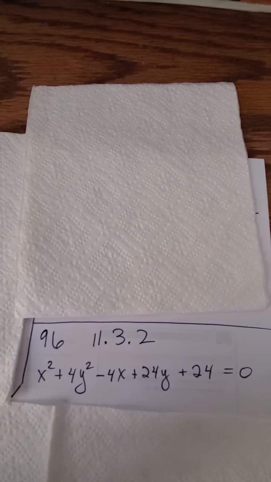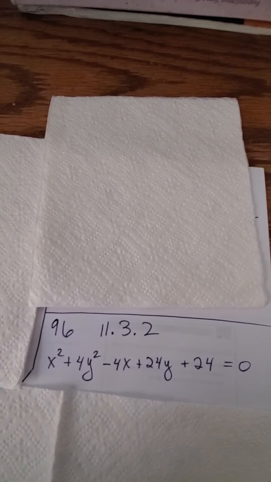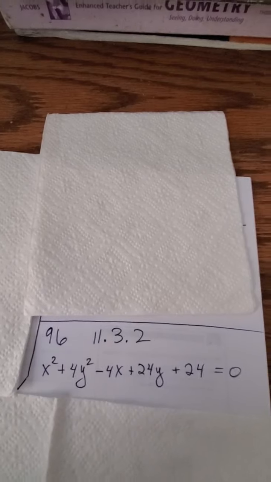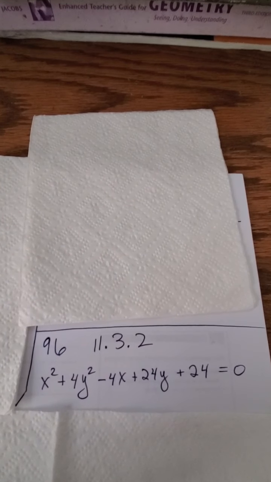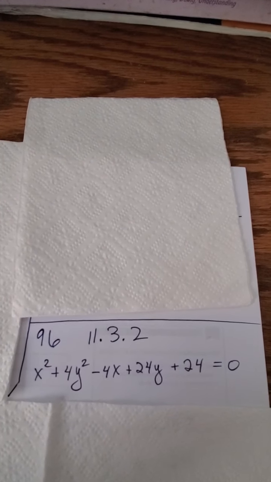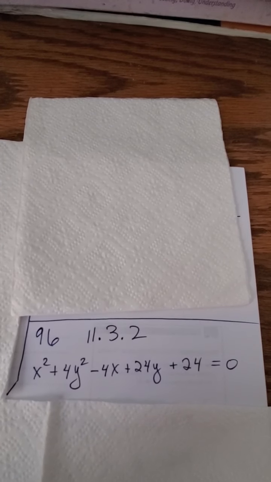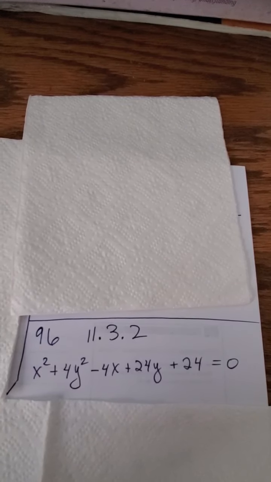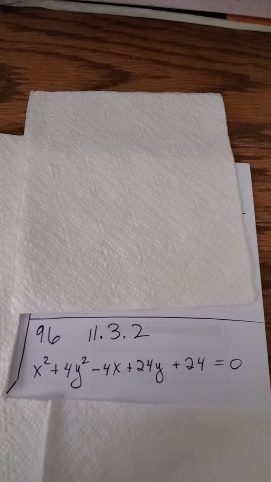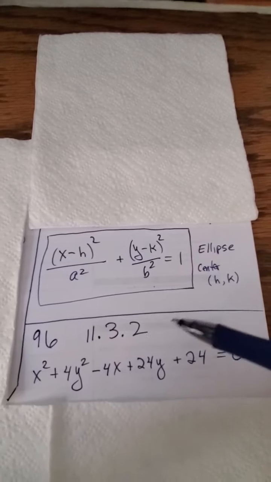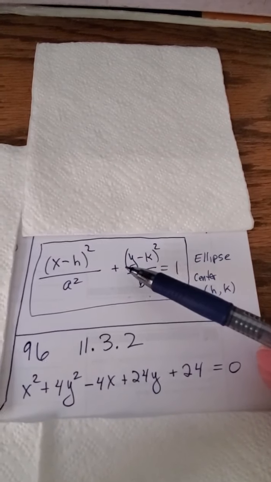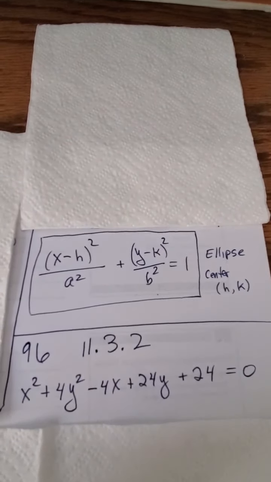Now we want to learn about graphing these suckers. So let's say we have an equation x squared plus 4x plus 4y squared minus 4x plus 24y plus 24 equals 0. We want to graph this to see what it is. Spoiler alert, it's going to wind up being an ellipse, but it's not so obvious here that this equation is the same as our typical ellipse equation, because this does not look anything like that. But let's see if we can do some algebra magic.